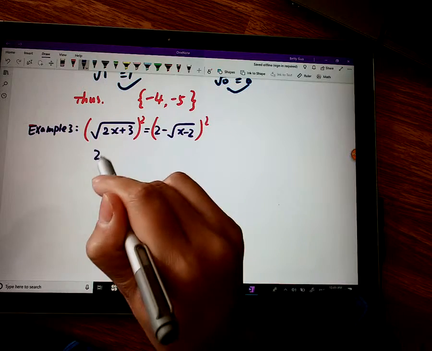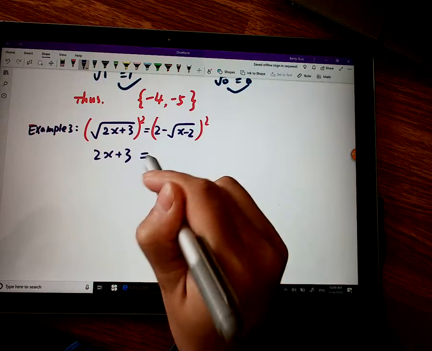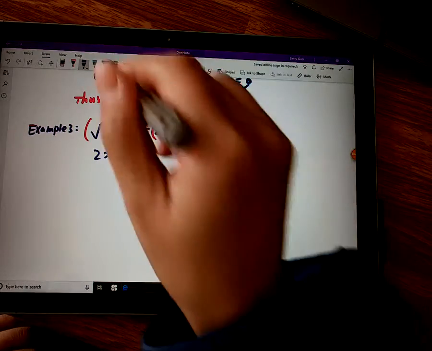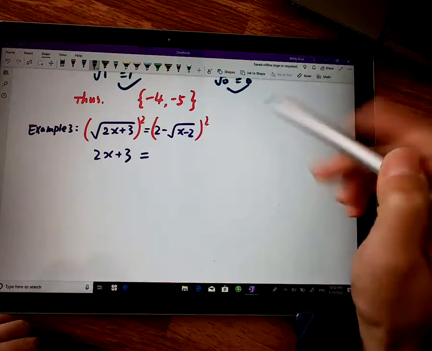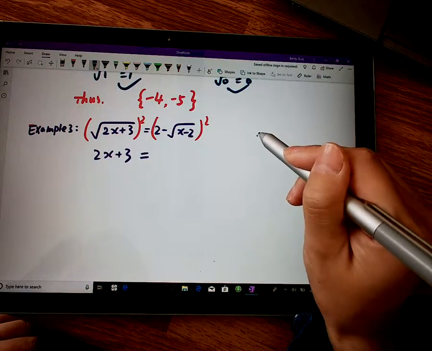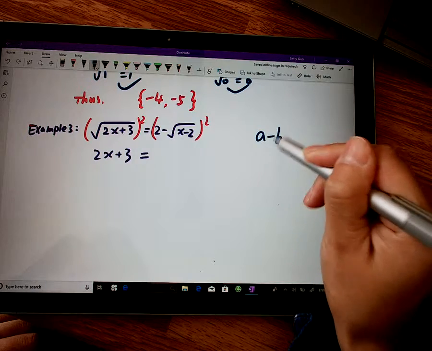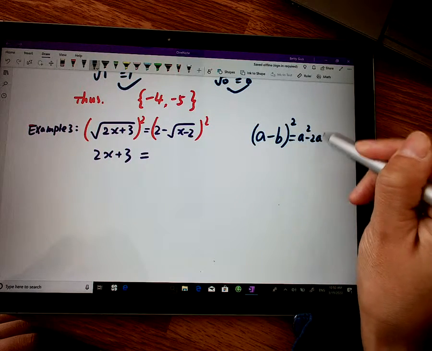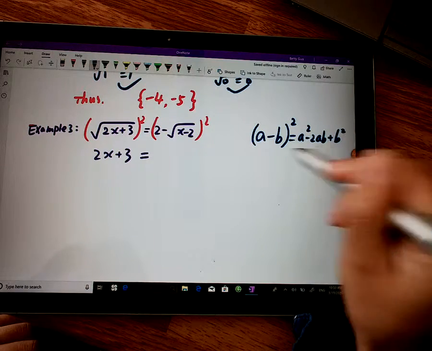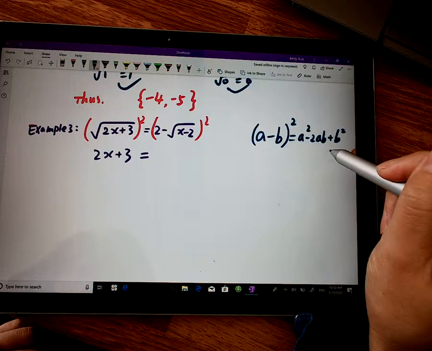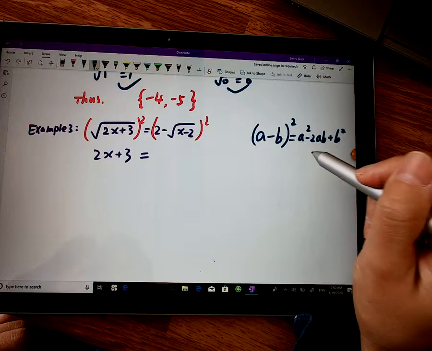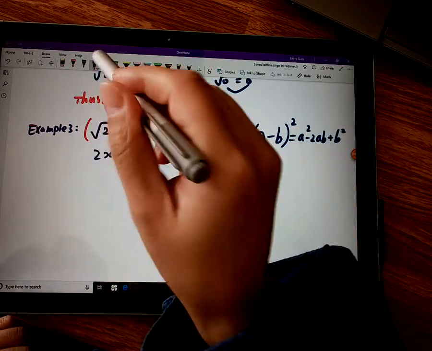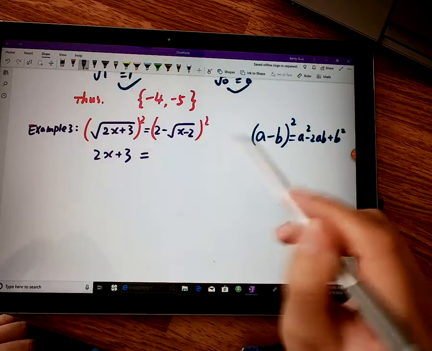And we would have 2x plus 3 on the left. On the right-hand side, you could either apply FOIL, or you could apply this formula, a minus b to the power of 2 equals a squared minus 2ab plus b squared. I know some of you know this formula. It would be more convenient for you if you apply this formula instead of FOIL. And I'm going to do this quickly.